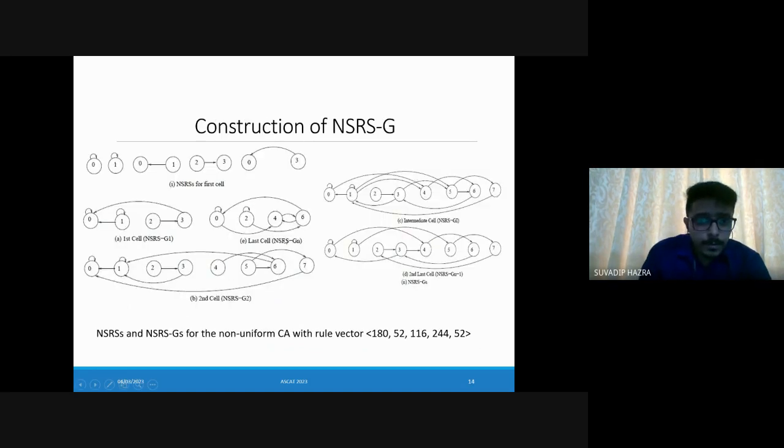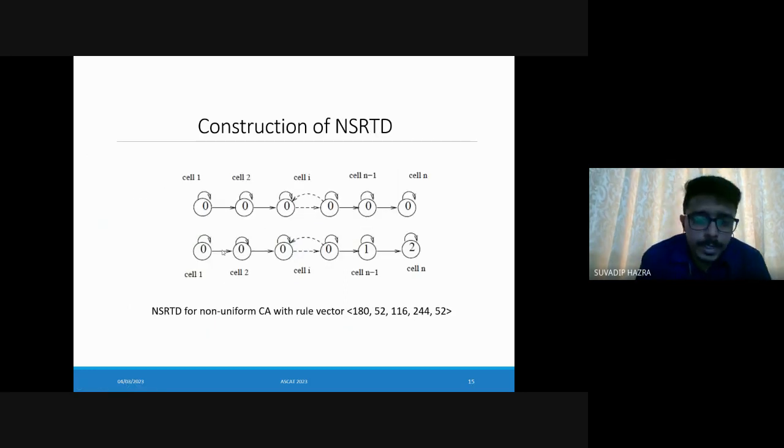Next step is to compute the NSR sequence. As we discussed, for the first cell, the NSR for 0 is 0 itself. So it is creating a self loop. The NSR for 1 is 1 itself and 0. By performing a union operation for all the NSR sequences, we are getting the NSRSG for cell 1. In the same way, we can get the NSRSG for the rest of the cells also. After computing the NSRSG, the last step is to compute the NSRTD.